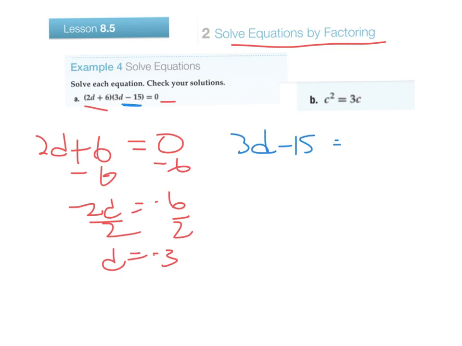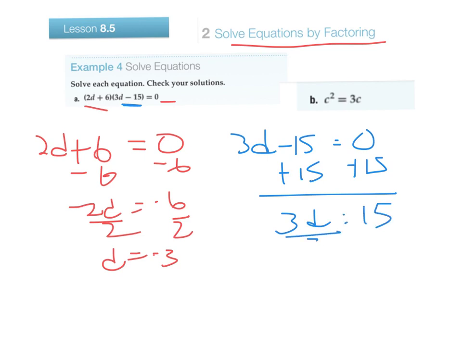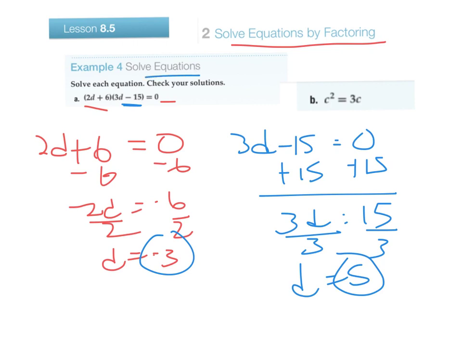So if I take that factor, make it equal 0, and solve it by adding 15 to both sides, I get 3d equals 15, divided by 3, I get d equals 5. And so my answers are negative 3 and 5 in this problem. So we just solved an equation when we had factors.